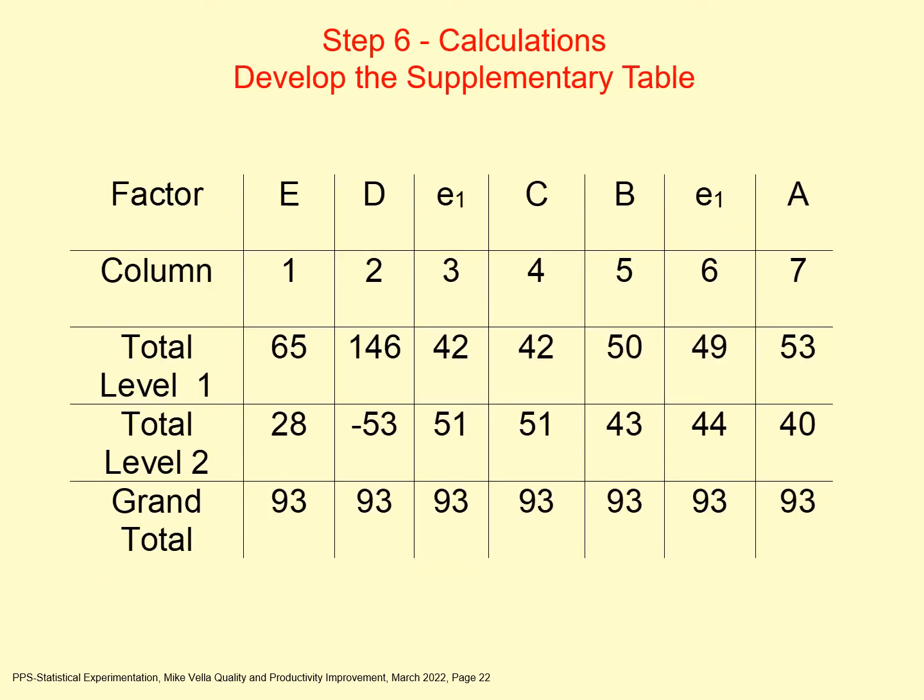And what results in our supplementary table is a summary of that data. So in column 1, 2, 3, 4, 5, 6, 7, and total at level 1, total at level 2, and of course, they should all sum to be the same number, 93 in this case.